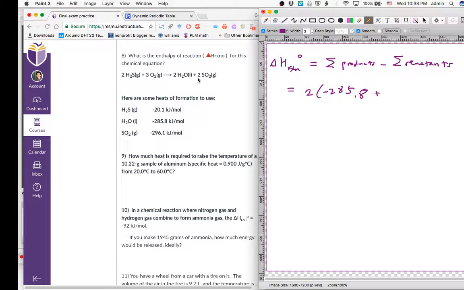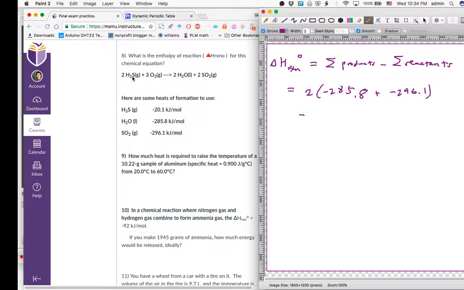Plus, there are 2 sulfur dioxides, and those are negative 296.1. And that's going to be minus all the reactants. Now, the reactants are 3 oxygens. Remember, a pure element in its standard form at room temperature, gaseous, diatomic, is going to have a heat of formation of 0. So I don't care about the oxygen. I just care about this.